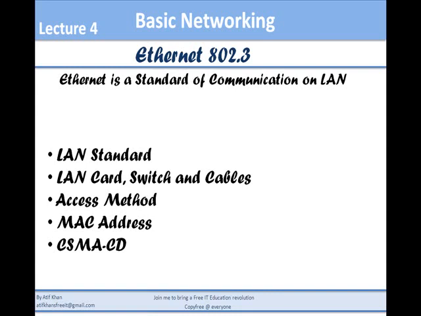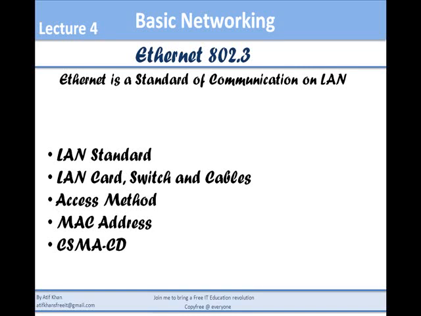Every Ethernet LAN card contains a MAC address and has a specific access method of communication. Same is the case with the hub or switch. Hub or switch knows how to pass the Ethernet frames, how to pass the Ethernet traffic, how to communicate between two or more than two Ethernet devices. Now the third bullet is access method.